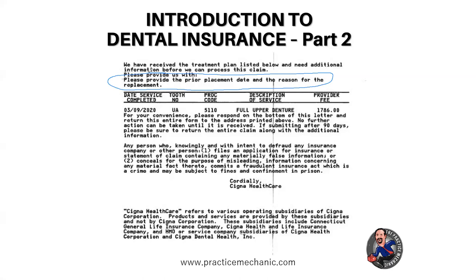Even if it is within or outside of the allowed time frame, we know that insurance companies have replacement rules that could be anywhere from 3 to now almost 10 years for replacement of a denture, a partial, a crown, et cetera. If we don't meet the required reason for replacement, they still will not or don't have to pay for it. So just saying, well, the patient lost it may not be a covered reason.